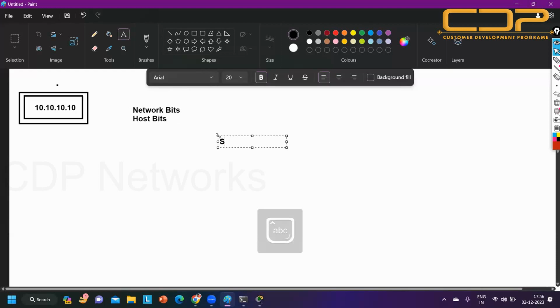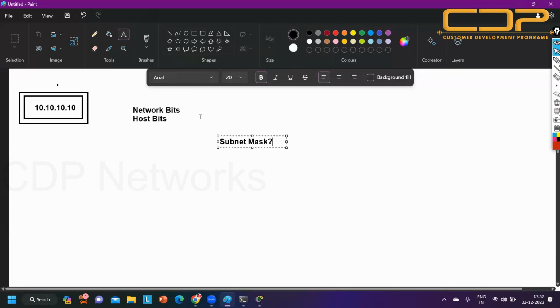So what is subnet mask? Someone can ask you, what is subnet mask? Subnet mask is a tool, or you can say a marker, which specifies how many network bits are there and how many host bits are there in a particular IP address. It is a tool or marker which specifies how many network bits and how many host bits there are.